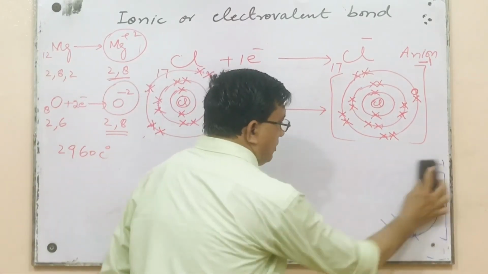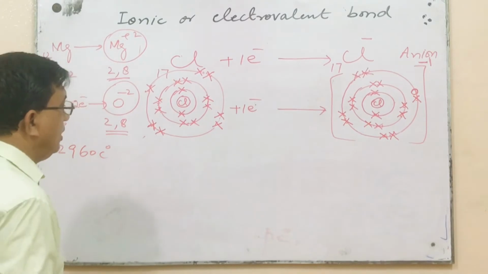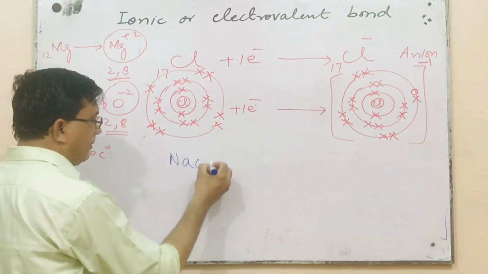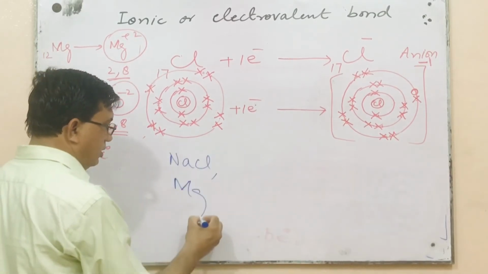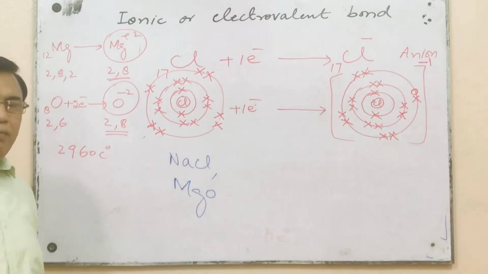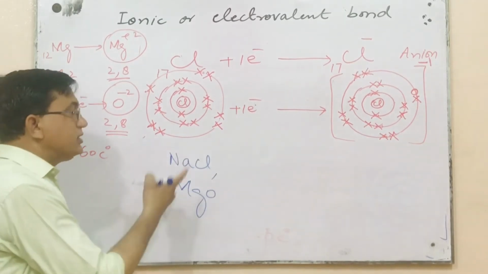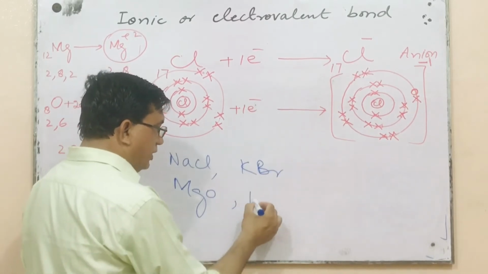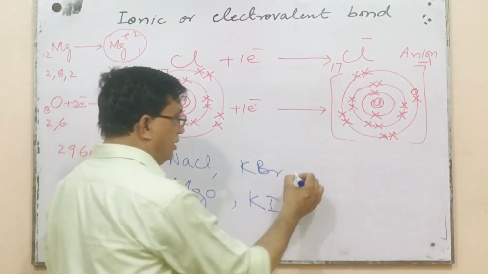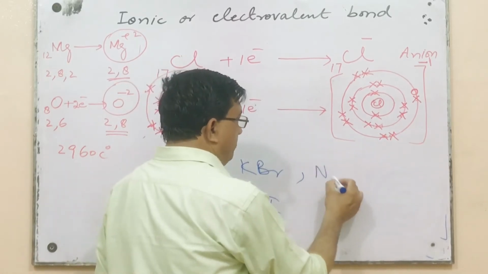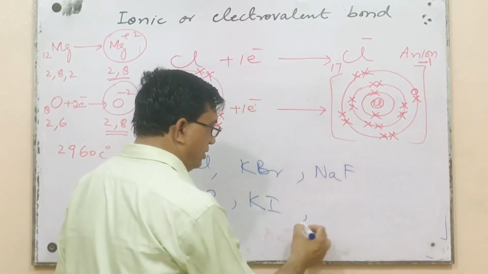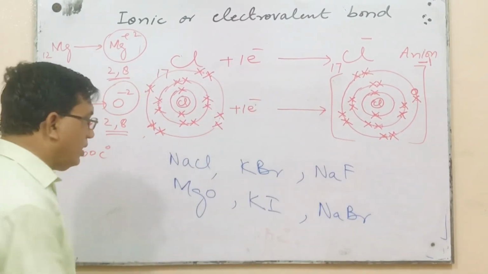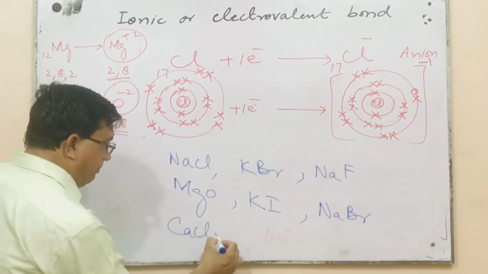For example, all these compounds which I have explained, NaCl, MgO, these are the ionic compounds due to the presence of ionic bond in them. Similarly, potassium bromide, potassium iodide, sodium fluoride, sodium bromide, all these are also ionic compounds.